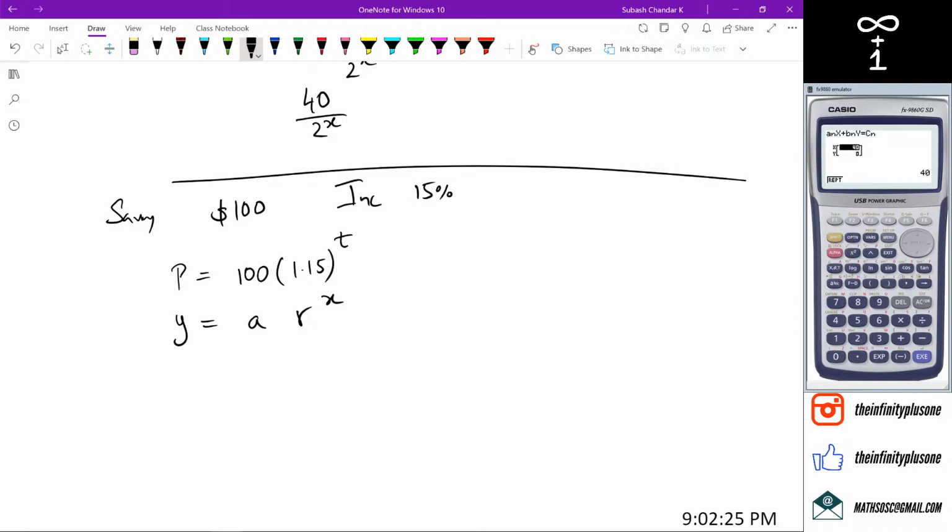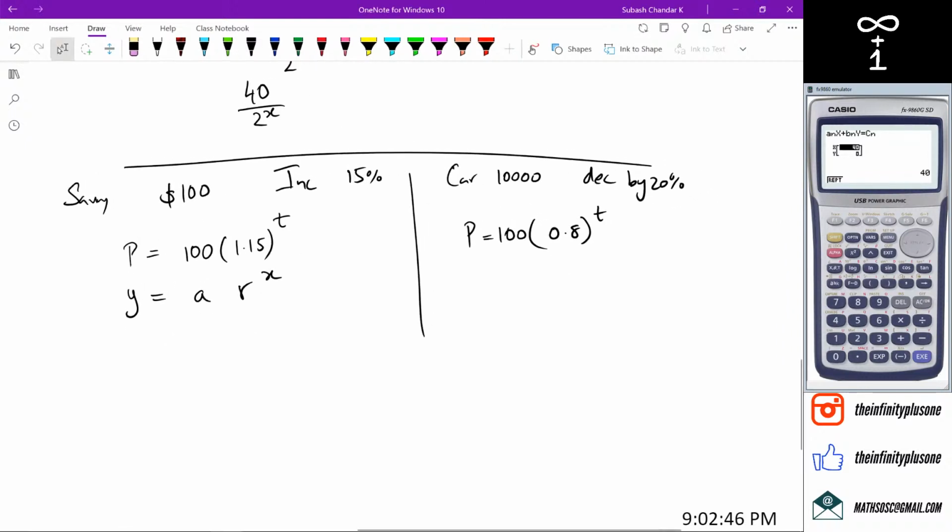And then the next thing is when we're doing decreasing. So let's say you buy a car for like $10,000 and it's decreasing by 20%. This one is important again, because in this case, it's actually going to be 0.8 to the power of t. And the way we get 0.8 is we go 100% minus 20%, which is 80%. So that's the rate at which it's decreasing. That's why we put it at 0.8.